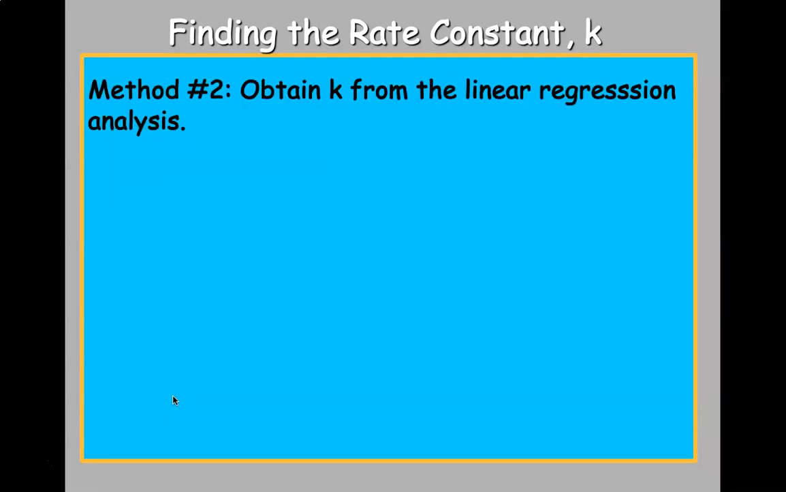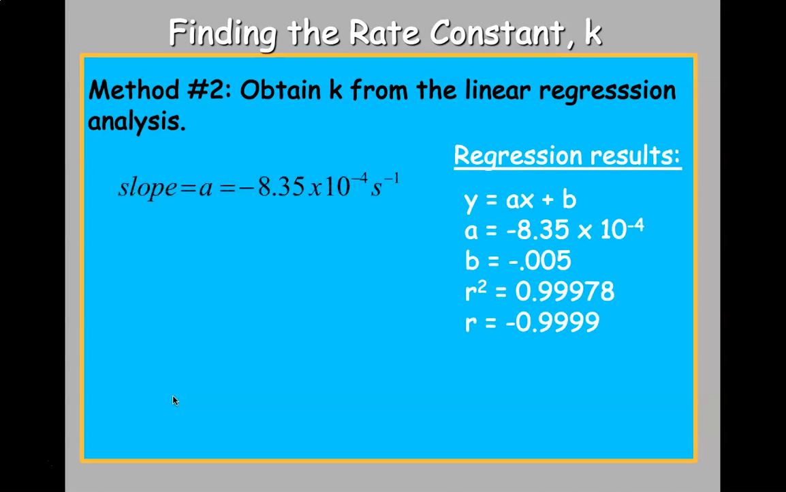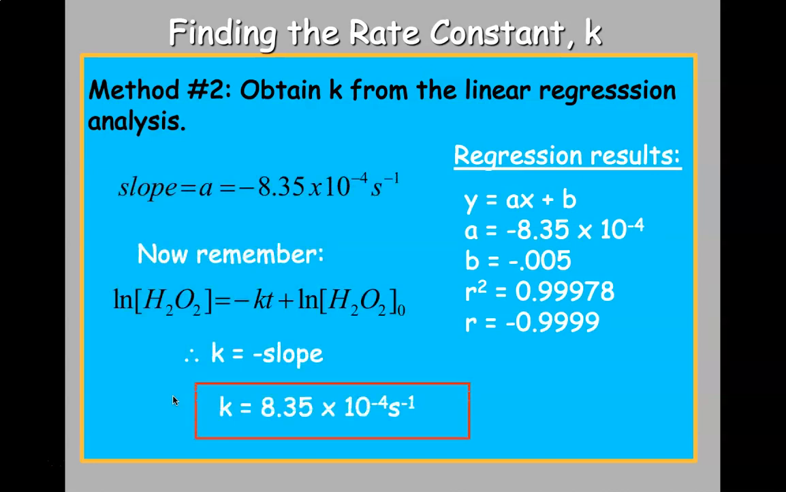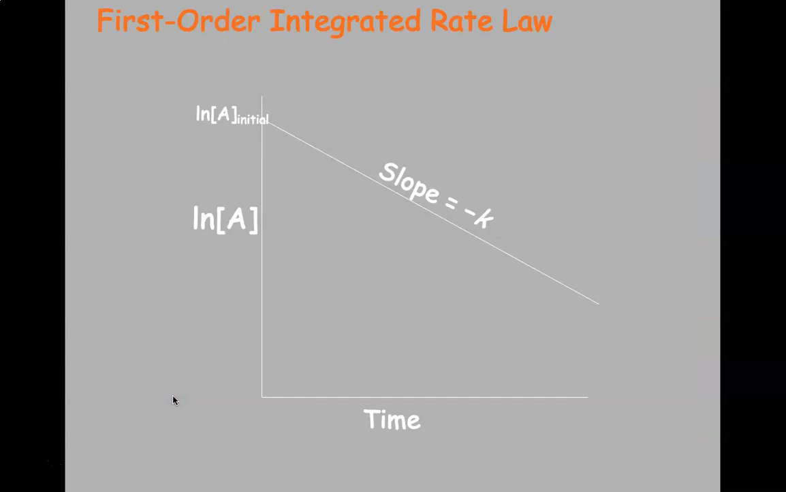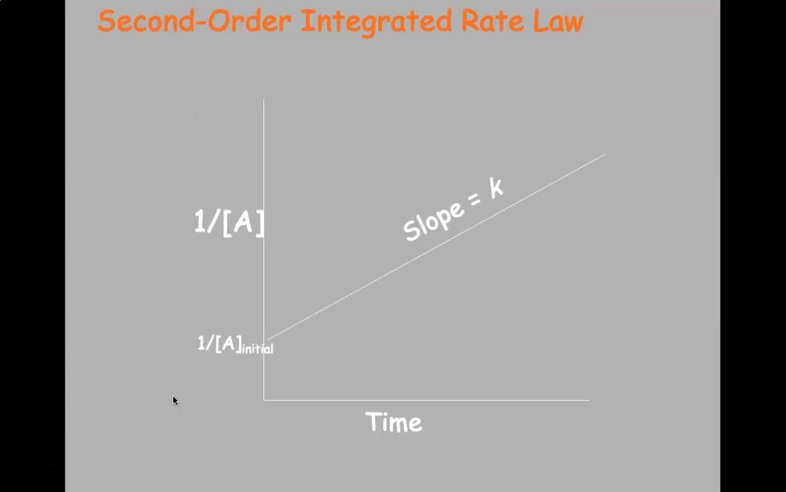Method 2, again, if you know your regression analysis, same idea. It's your A constant. Again, you don't have to do it this way. Method 1 is most likely what you're going to do at the end of the day to solve for it. All right, so again, first order integrated rate law is natural log versus time. Slope is negative k. For second order, 1 over the concentration versus time. Notice now slope is positive. So first order, it's a negative slope, but second order, it's a positive slope. So got to keep that in mind when you're doing things and how you're solving these problems.